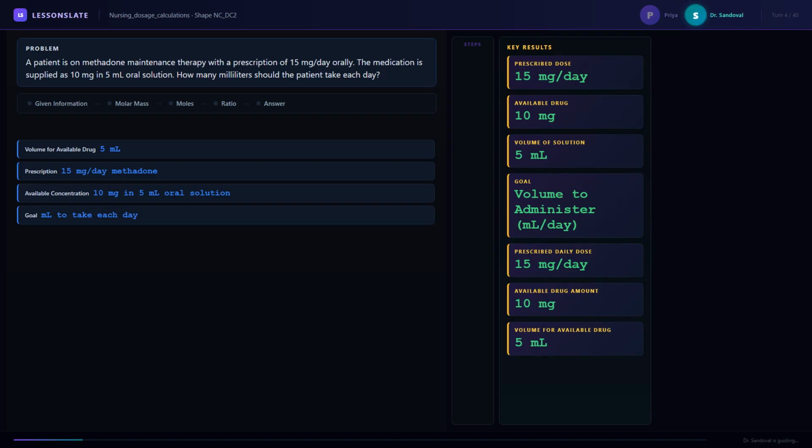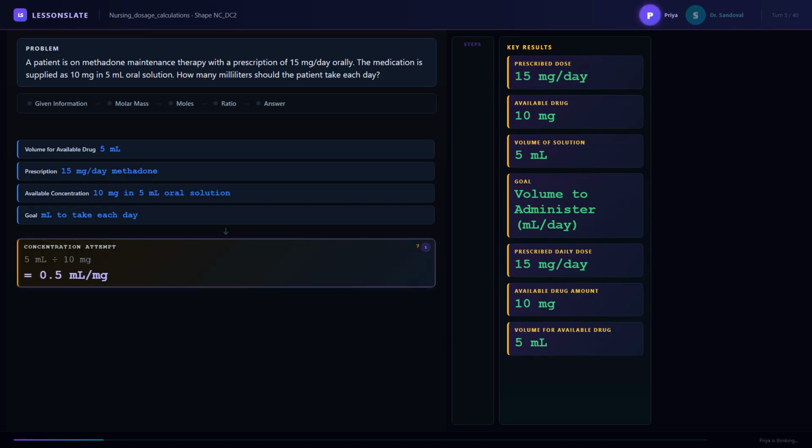Now, before we calculate the final volume, let's think about that concentration. The medication is supplied as 10 milligrams in 5 milliliters. How can we express that as a concentration in milligrams per milliliter? Okay. If it's 10 milligrams in 5 milliliters, to get milligrams per milliliter I think I need to divide the 5 milliliters by the 10 milligrams. So that would be 0.5 milliliters per milligram. Is that the right way to set it up?